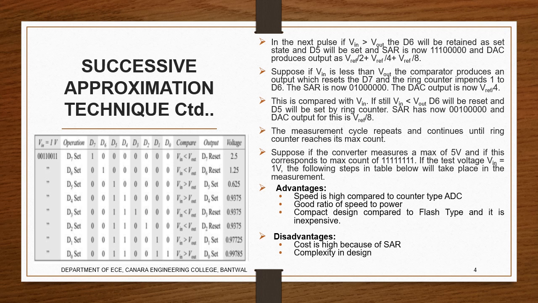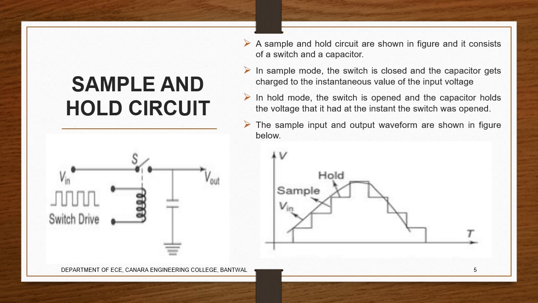Okay. So next we'll look at the sample and hold circuit. In the SAR, I told you about the sample and hold circuit. So what is this sample and hold circuit? You can see it on the left side of the circuit. A voltage is given to the switch connected there. Usually it consists of a switch and a capacitor. In the sample mode, the switch is closed and the capacitor gets charged to the instantaneous value of the input voltage. Whatever voltage is given, the capacitor is charged up to that level.